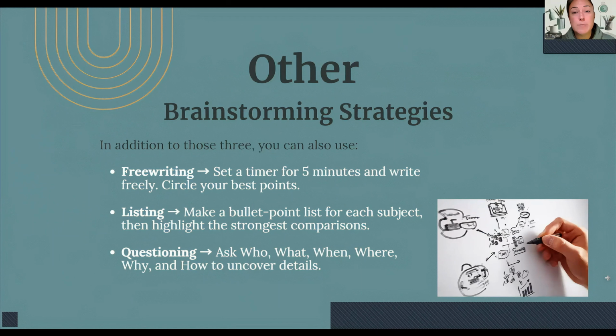And there are some other brainstorming strategies. In addition to the other three, we also have free writing, where you just set a timer for 5 minutes and write down freely all your thoughts, points, ideas, knowledge. And then there's listing, so you put bullet points in a list from the top down. And there's also questioning, where you write down some questions and answers, like who, what, when, where, why, and how, to uncover details from that subject or those subjects.